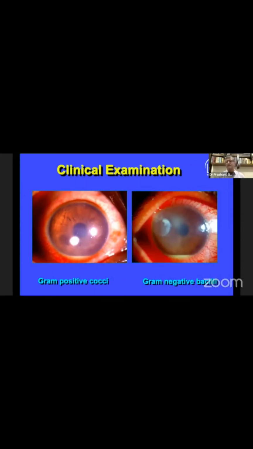Compare this clinical picture with a gram-negative bacteria infection. Here, the borders or the edges are ill-defined, and the surrounding reaction is so intense that you are not able to make out where this infiltrate is ending. Is this the infiltrate edge, or is this the infiltrate edge? And that is because these organisms induce very severe host response, and therefore there is a lot of infiltration by leukocytes. And at the same time, they also lead to liberation of a lot of exoenzymes, and therefore the degree of tissue destruction in gram-negative bacterial keratitis is much, much higher.